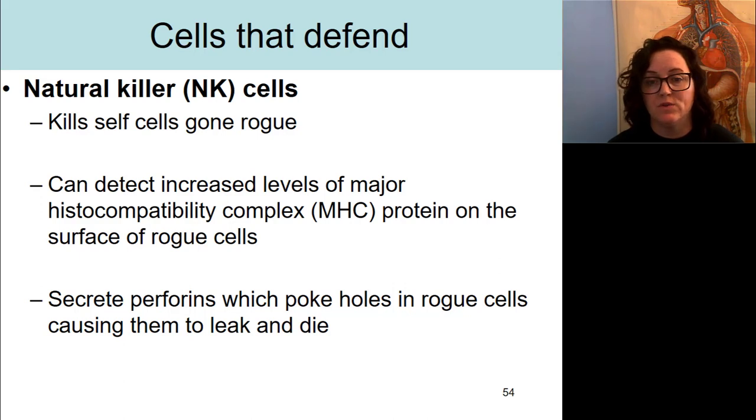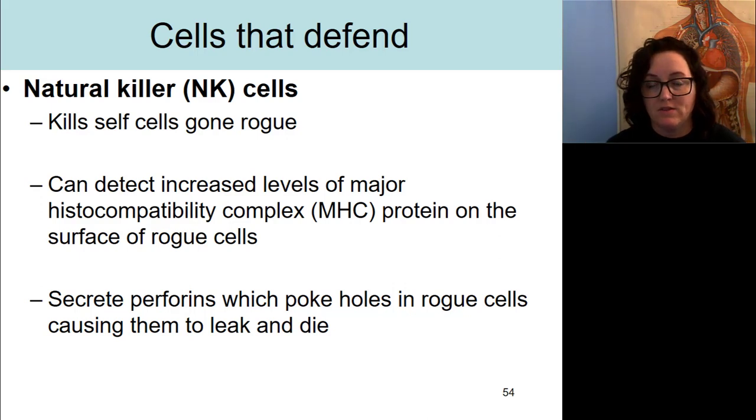Infected cells and cancerous cells often have an increased level of a certain type of self-recognition marker called major histocompatibility complex, better known by its abbreviation MHC. So this is a protein that's on the surface of all of our cells, and it's increased when a cell, for example, is harboring a virus or a parasite, or if it's cancerous. And the natural killer cells can recognize this high concentration of MHC.